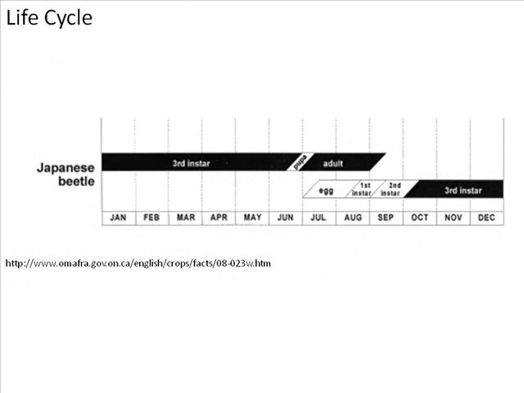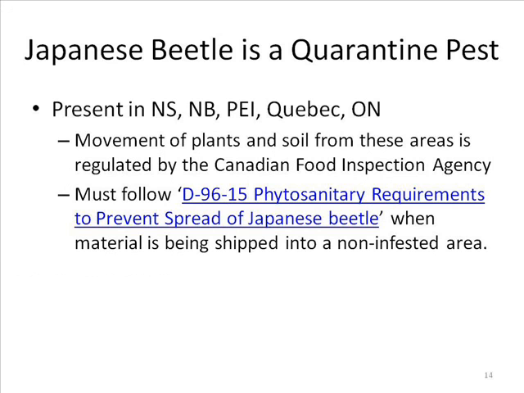The Japanese beetle life cycle is univoltine, meaning that there's one generation per year. Eggs are laid in July and hatch in August. Larvae feed on roots and develop throughout the fall. The overwintering stage is the third instar. The pupal stage occurs in June, and adults are active in July and August.